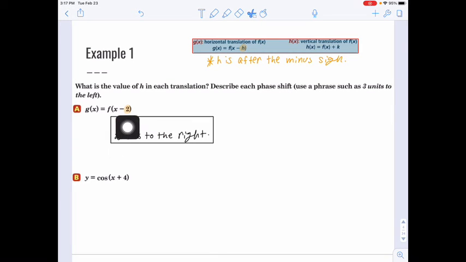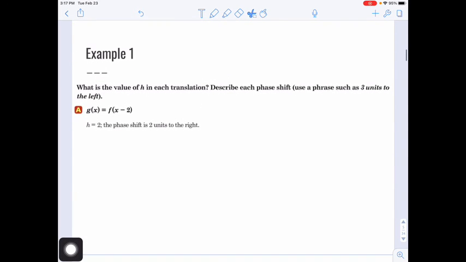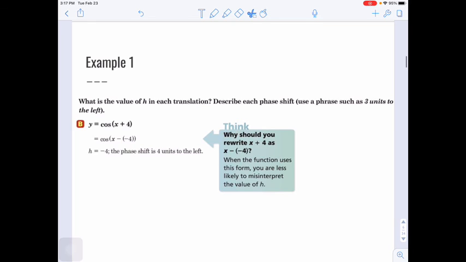For part A, we have a 2 after the minus sign, so h is 2, and this means we are going to shift 2 units to the right. For part B, we have x plus 4, which we can rewrite as x minus negative 4. Therefore, h is negative 4, and we are going to shift 4 units to the left. The work for this problem is written out on the next 2 slides.